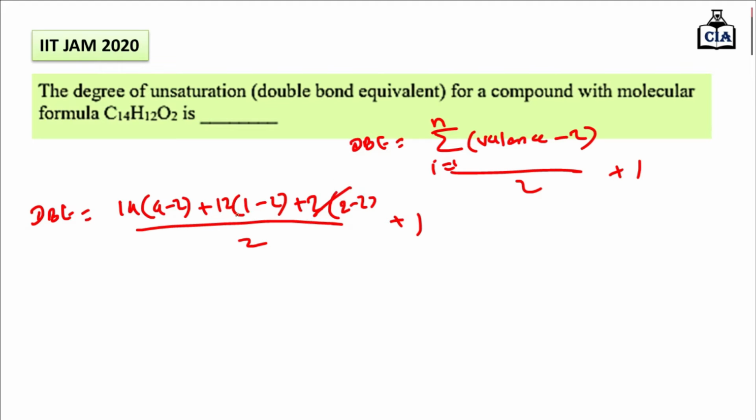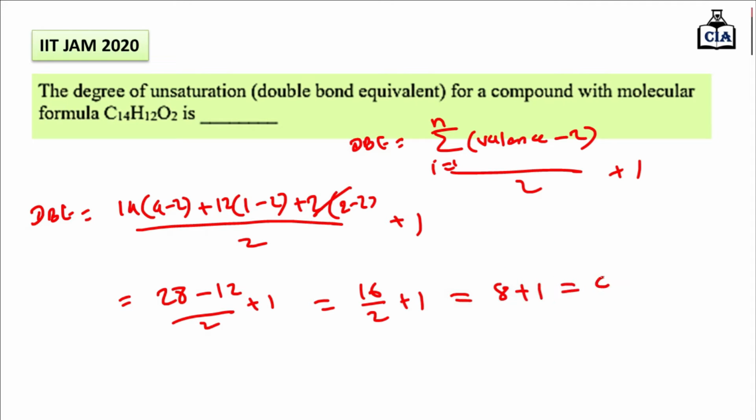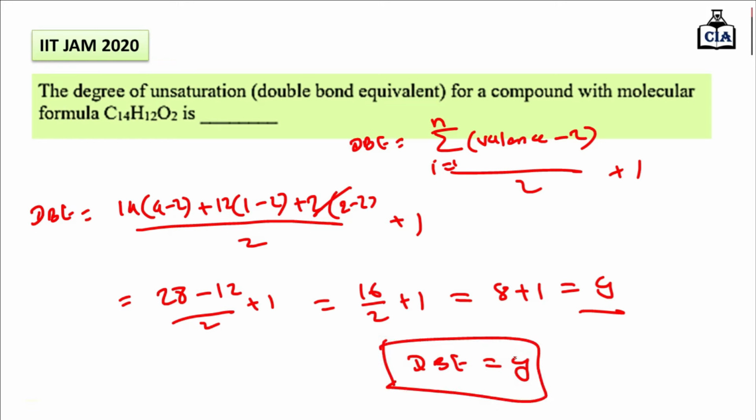Here 14 into 4 minus 2 means 14 into 2, which is 28, and for hydrogen, 1 minus 2 will be minus 1, so 28 minus 12, divided by 2, plus 1. If you calculate this value, we get 16 divided by 2 plus 1, which gives 8 plus 1, equal to 9. So our double bond equivalence will be 9. The correct answer is 9 double bond equivalence for this compound C14H12O2.